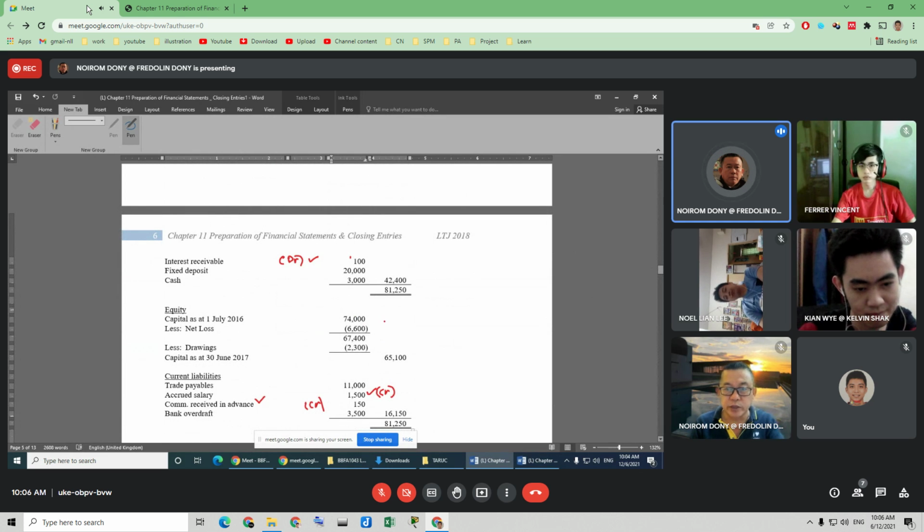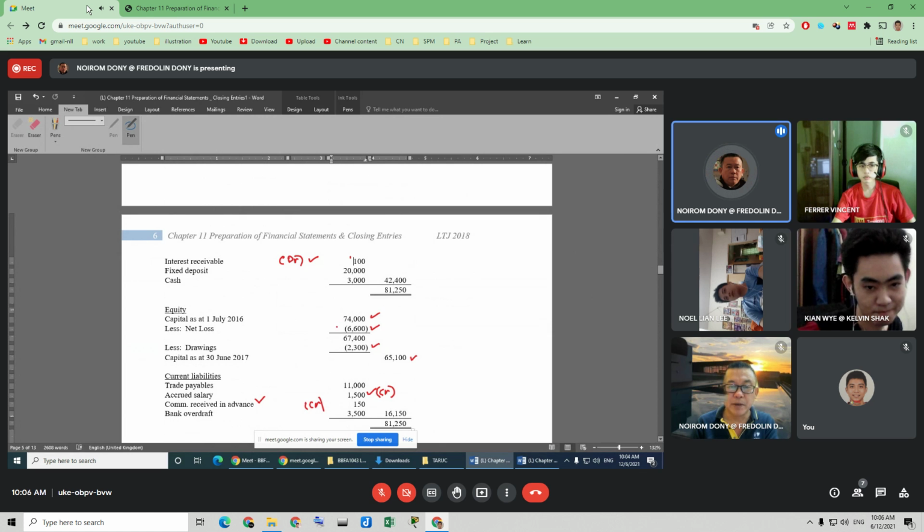Okay, so we do the equity side first. So 74,000, the opening capital from the trial balance, less net loss, 6,600. If it's profit, you plus, isn't it? And then this is net loss, so minus. So we have 67,400, less drawing, 2,300 from the trial balance. Then this is the capital, 65,100.